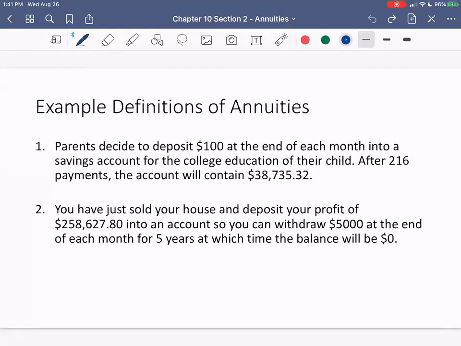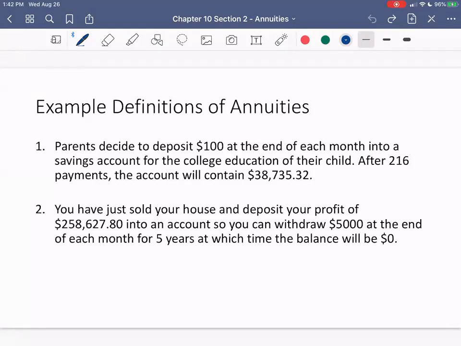Why 216 payments? 216 payments is 18 years, and the normal student goes to college at 18 years old. So this would be someone who would start right at the child's birth. Number 2 says, you have just sold your house and deposit your profit of $258,627.80 into an account, so you can withdraw $5,000 at the end of each month for 5 years, at which time the balance will be $0.